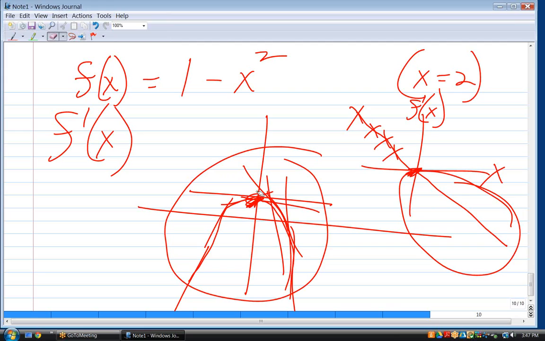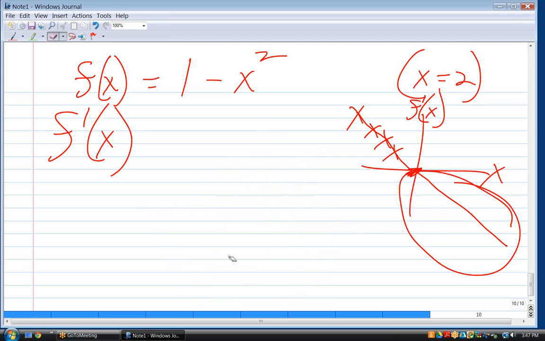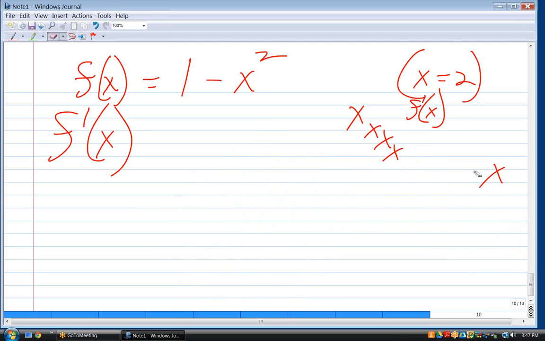So they said find the derivative and evaluate the derivative at x equals 2. All right, enough with the hard algebra. I'm going to show you the power rule. Okay, the power rule.